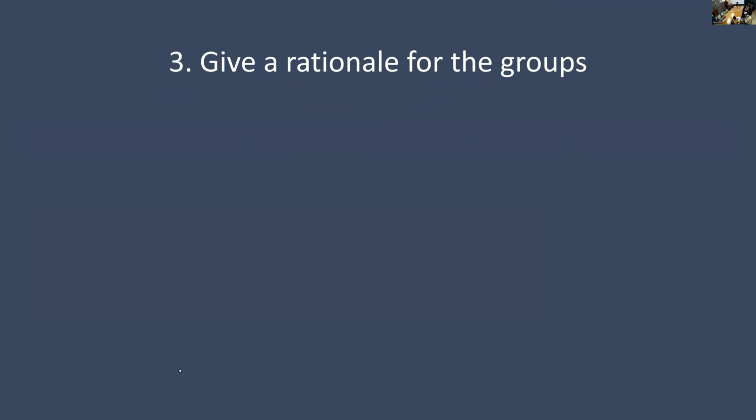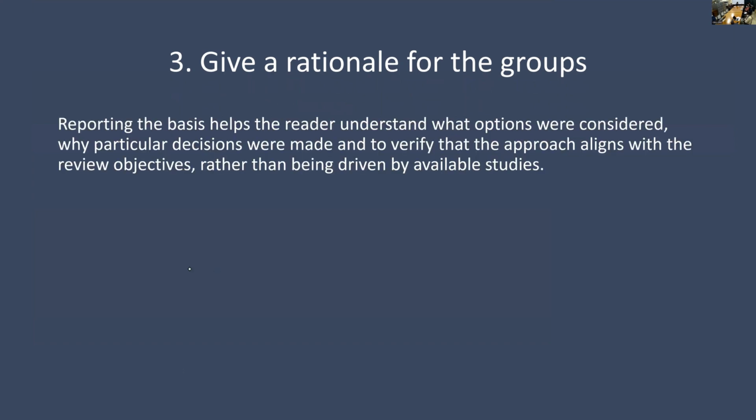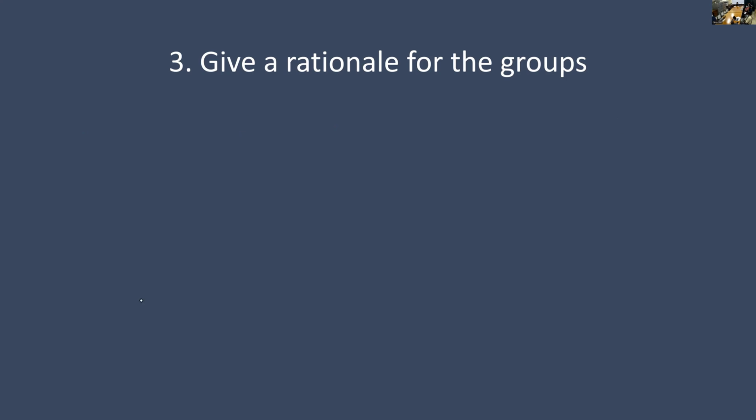Third one is give a rationale for the groups. Why are we doing this grouping? Reporting the basis helps the reader understand what options were considered, why a particular decision was made, and verify that the approach aligns with the review objectives. Ultimately, it should be like we do a review, and based on whatever data we get, then we backtrack all of this. The whole idea is to plan everything ahead and then write a review, as opposed to finding the answers and coming back to the questions.